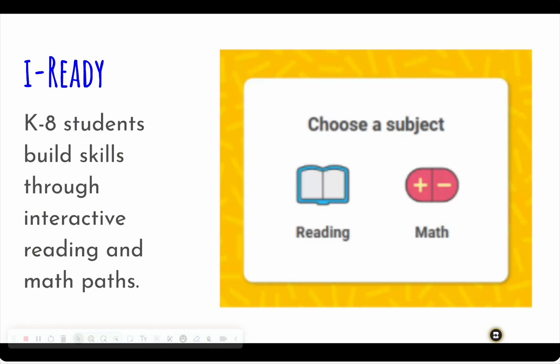iReady is for students in K through 8 that build skills through interactive reading and math paths. It targets two main subjects, math and reading. It supports students from kindergarten to 8th grade, offering lessons that are tailored based on individual diagnostics. The program includes both online and printable resources, which help support different learning environments and classroom models.